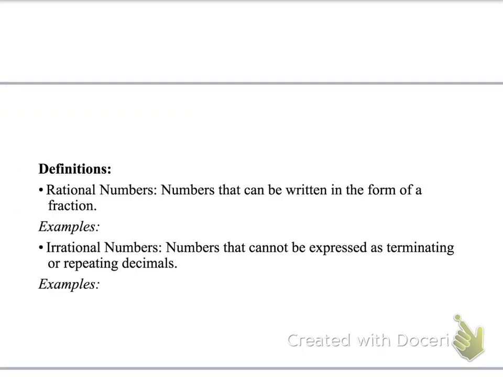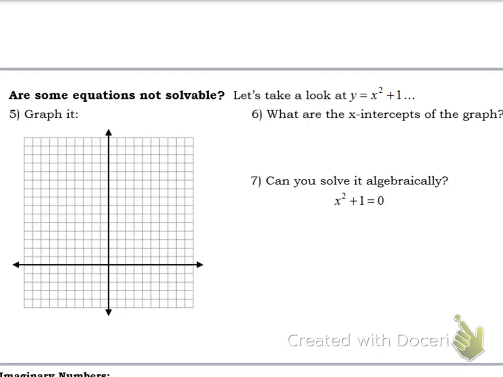Okay, so definition: rational numbers are numbers that can be written in the form of a fraction. So I've got 2, 1/2, 0.3, 0.75. Okay, irrational numbers are numbers that cannot be expressed as terminating or repeating decimals. So the square root of 2, e, and pi. Okay, they never end.